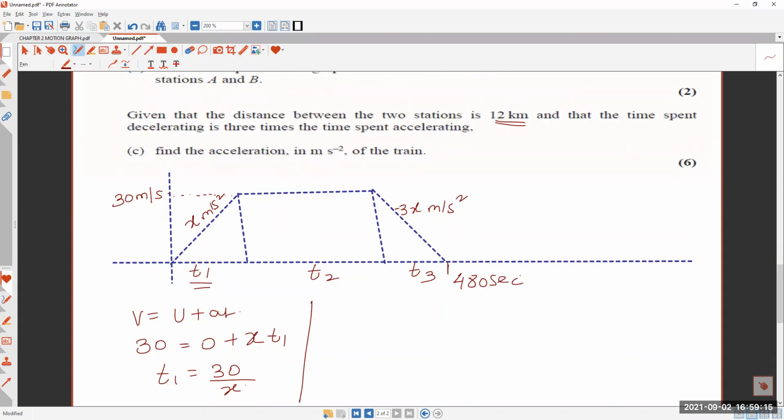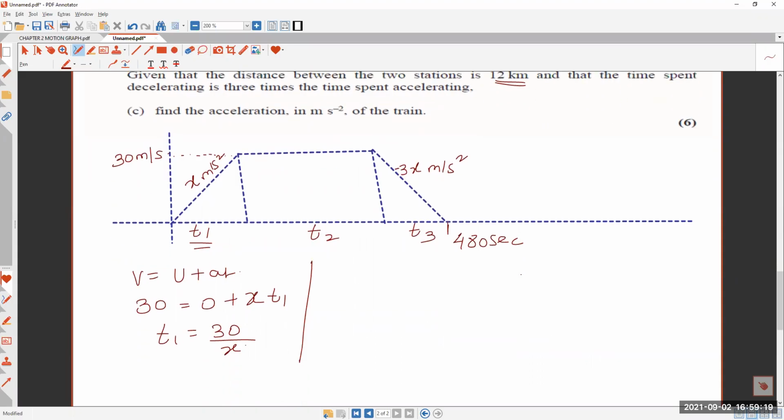This is exactly like the previous one we did just now. Keep t2 as it is. Let's go to t3, same story. Final velocity is 0, initial velocity is 30, then minus 3x times t3. Clear? Take 30 to the other side: minus 30 is equal to minus 3x t3. Minus minus cancel.